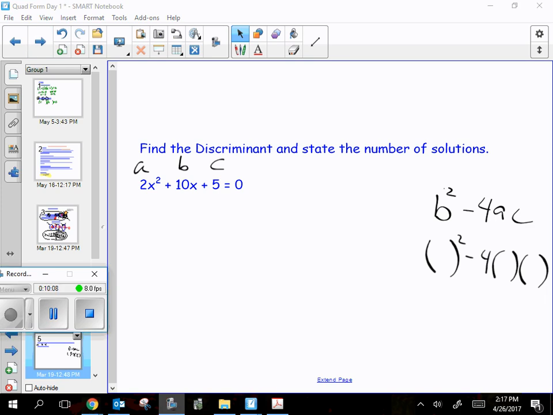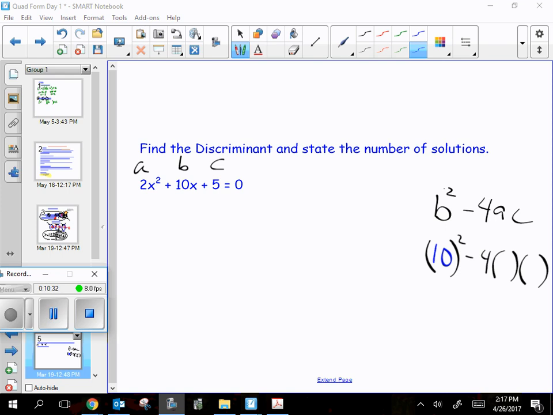Okay, I'm back. So I'm going to stick in b squared minus 4ac. What is b? It's 10. What's b squared then? 10 squared, which is what? 10 times 10, which is not 20. It's 100. Okay, good. Minus 4ac.